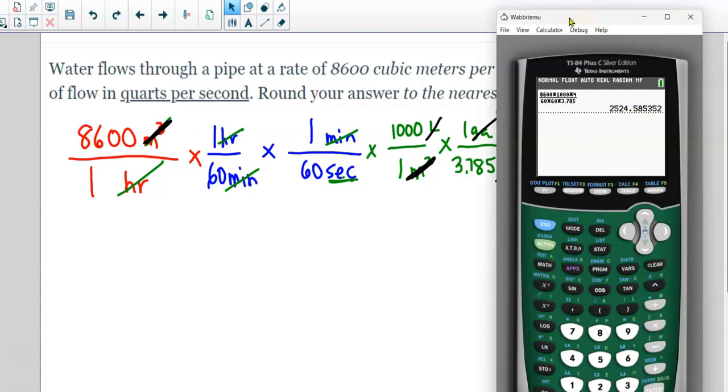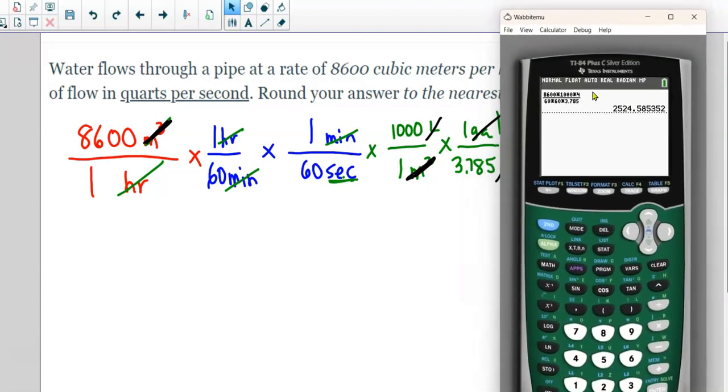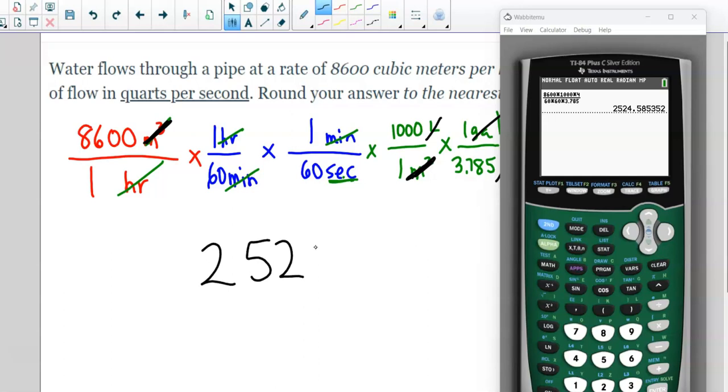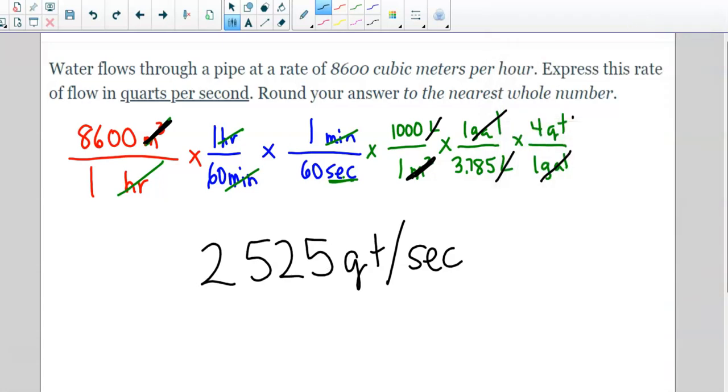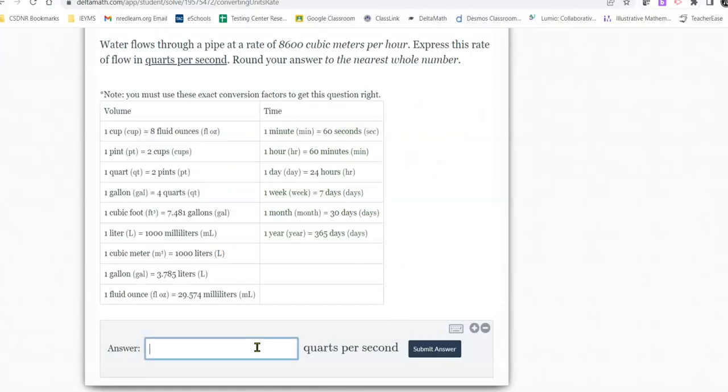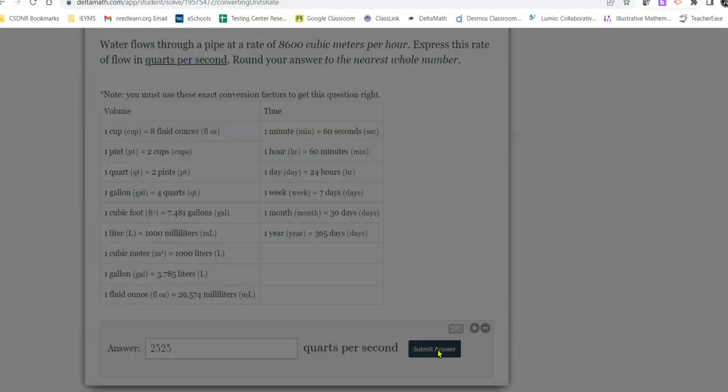And they want me to round to the nearest whole number. So I'm going with 2,520, I'm going to round up there, 25 quarts per second. Let's see what we get. So 25 quarts per second.